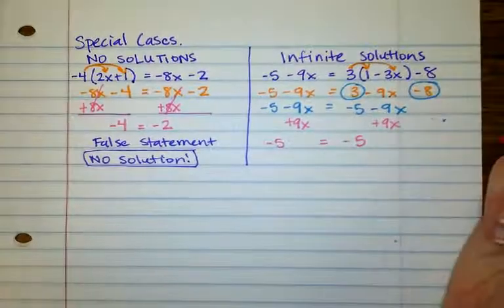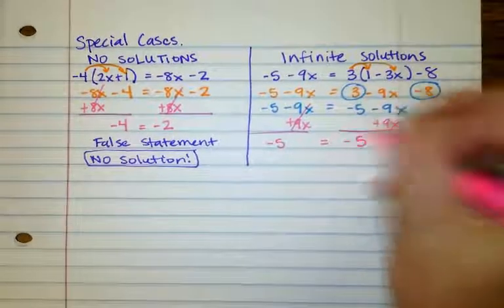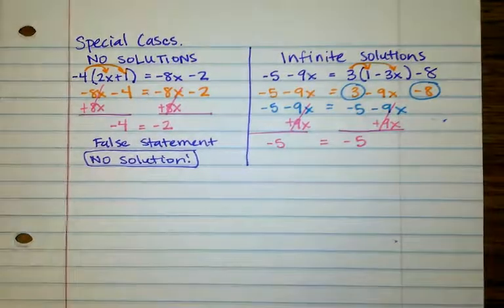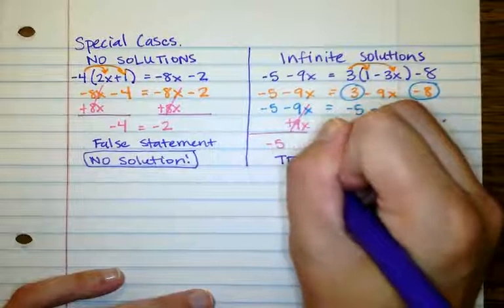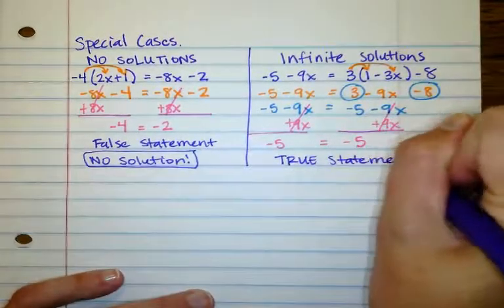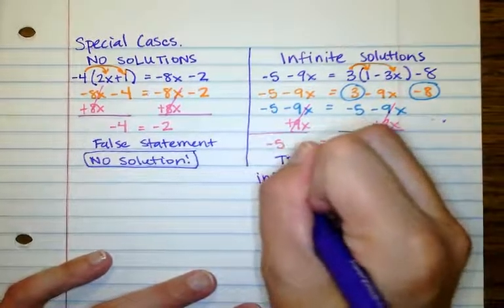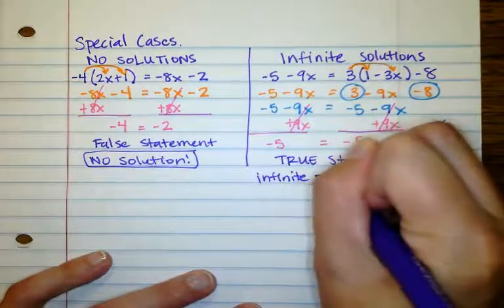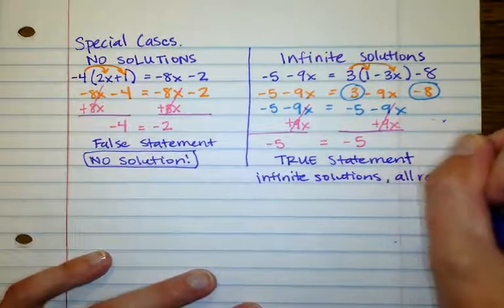Interesting. Is negative 5 equal to negative 5? Yes. This is a true statement. So this means our answer, we have infinite solutions. Okay? Another way to write that is all real numbers.